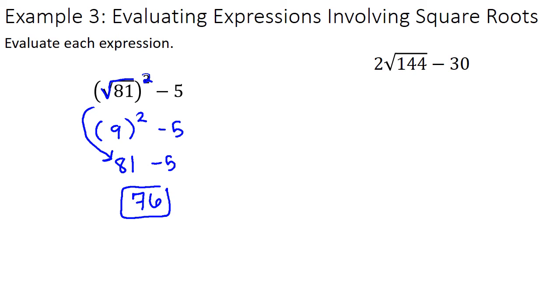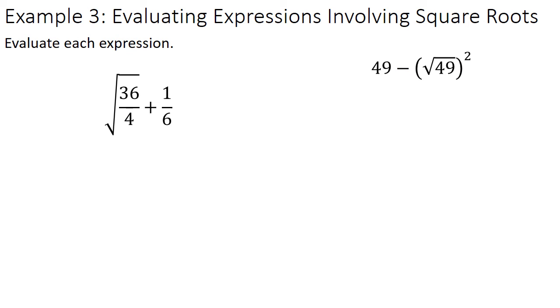With this second one over here, we see that we have 2 times the square root of 144 minus 30. So we're going to take the square root of 144, which we know is 12, so we're going to end up with 2 times 12 minus 30, and 2 times 12 is going to give me 24 minus 30, and 24 minus 30 is going to give me -6.